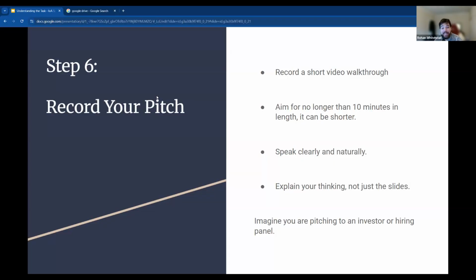And finally, explain what you're thinking. Explain the thought process behind the slides. You do not want to simply just be reading out the slides word for word. And if this means putting less text on the slides and adding some speaker notes, this is recommended. You need your narrative to bring value to the people watching your presentation. Imagine you're pitching to an investor or a hiring panel, just like in Shark Tank, if you guys have watched that show.